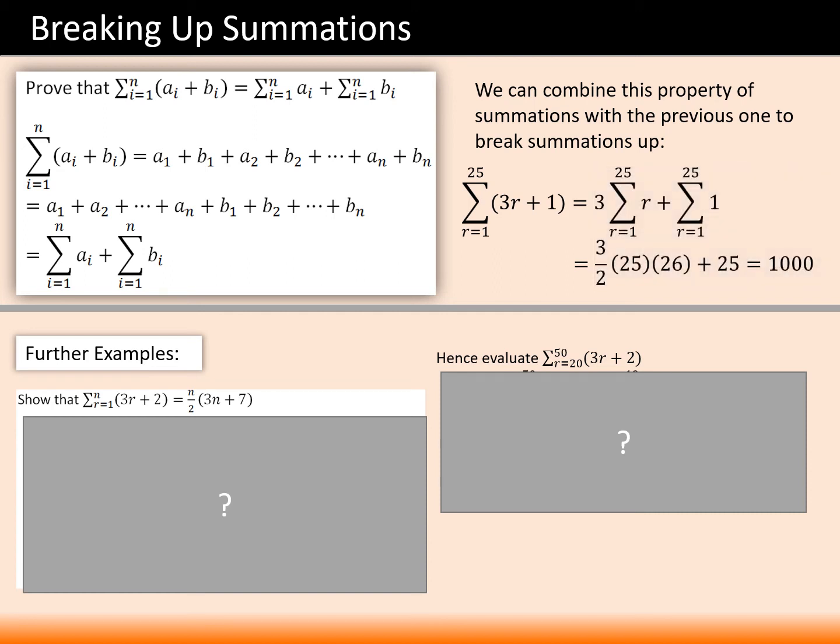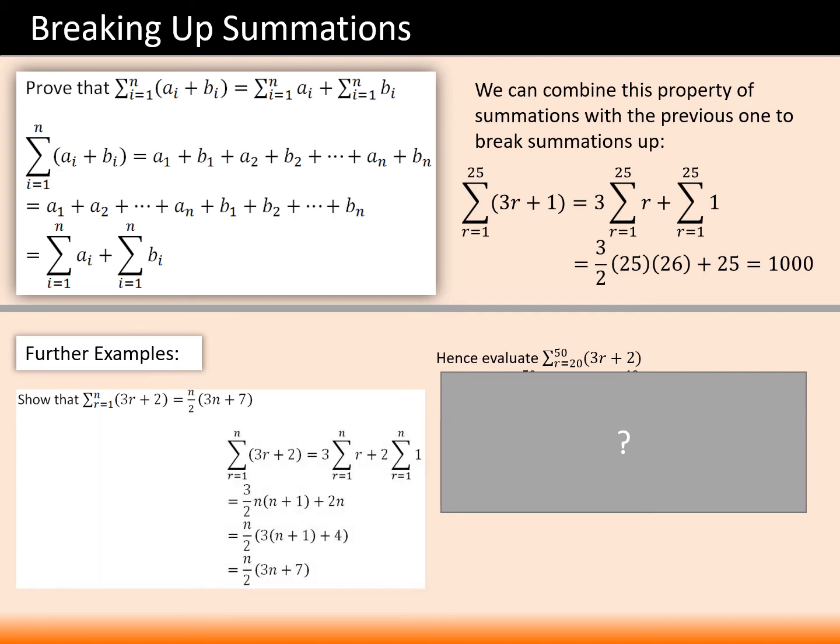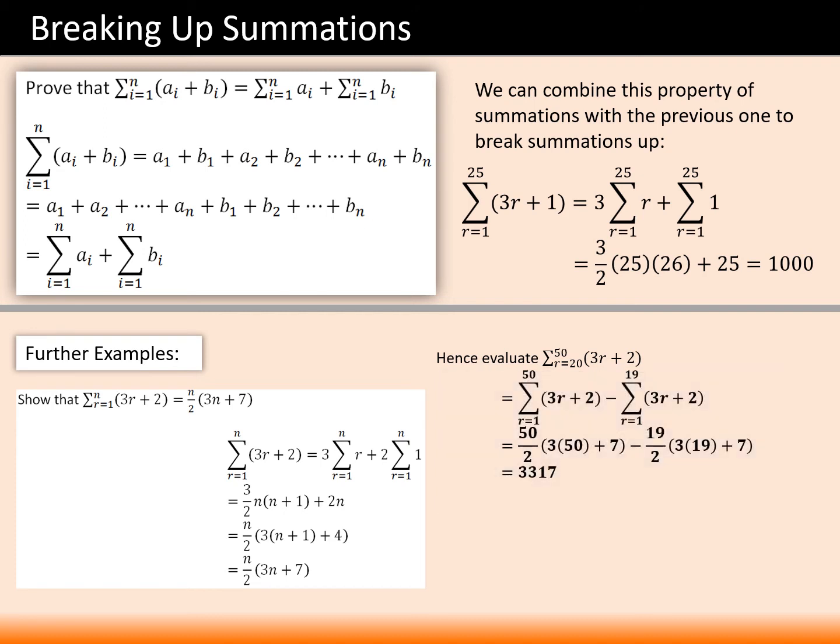So for the second part of that question, again, we're just working out from r equal to 1 to 25, and it's 3r plus 1. So if we split these up, we get the following. So that gives us 1,000. For the next question, again, it's one of those show that questions. So the trick here is, same as before, you could just always take the factor of the 3 out, and then 2 out, and then write in that form. And where it says hence calculate, you just plug in the numbers, and we should get 3,317.